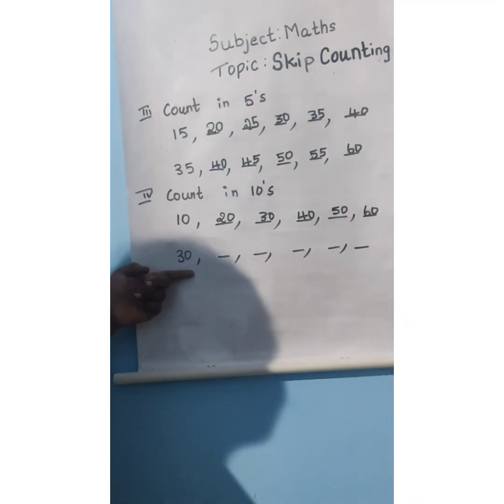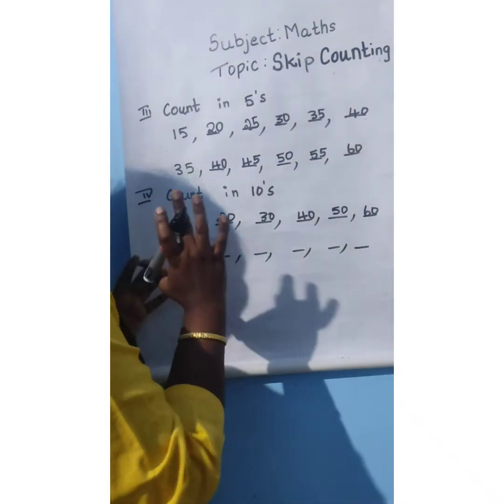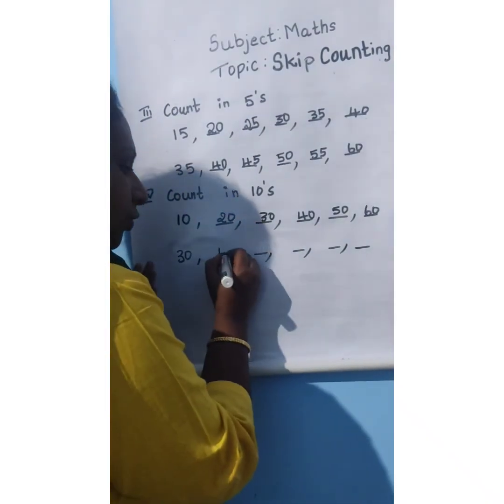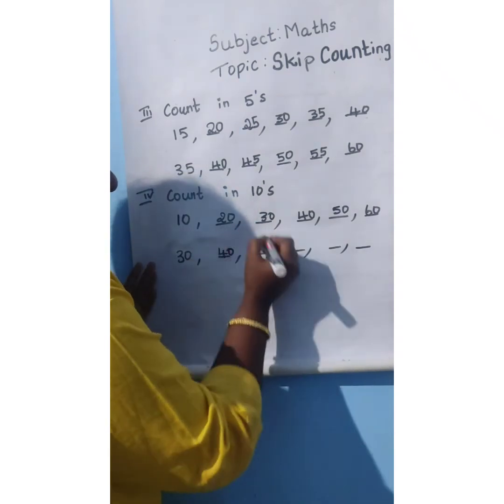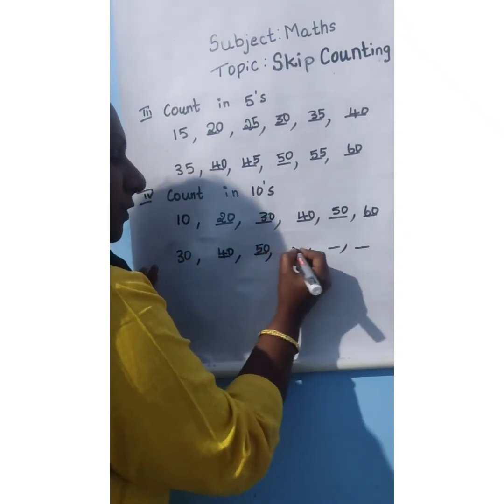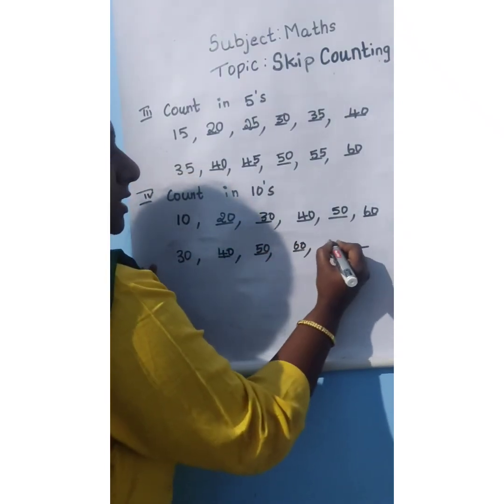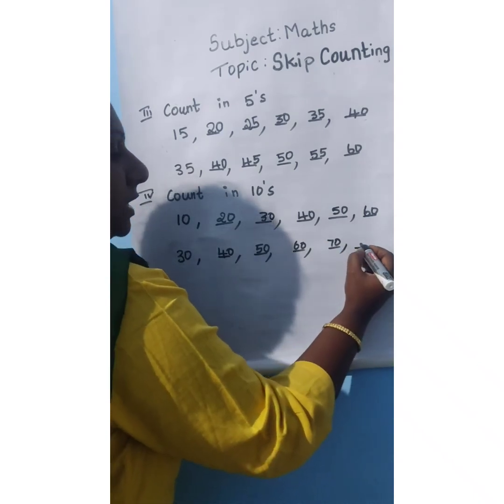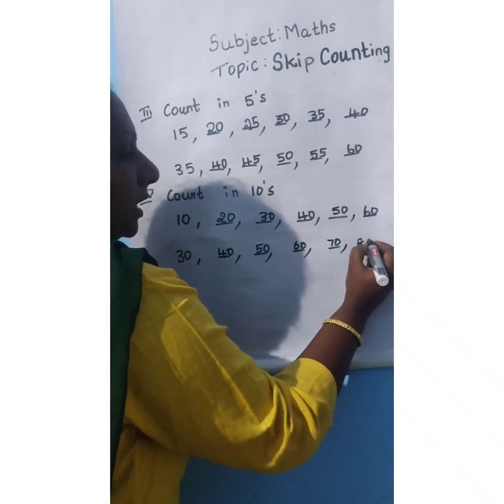Okay. The same way, 30. After 30 you have to count 10 numbers. What number will you get? 40. Yes. After 40 it is 50. After 50 it is 60. After 60 it is 70. After 70 it is 80.